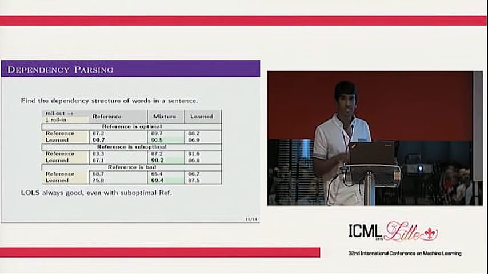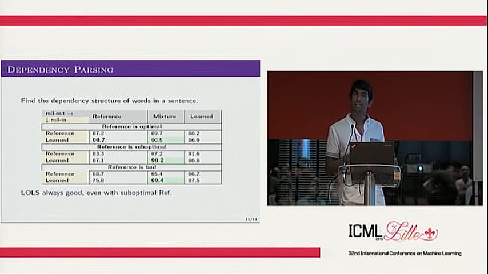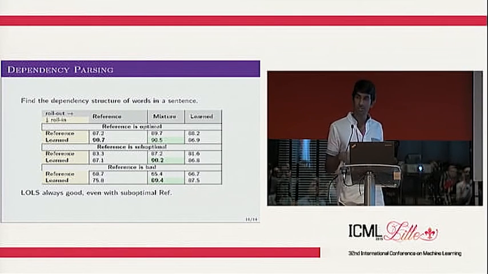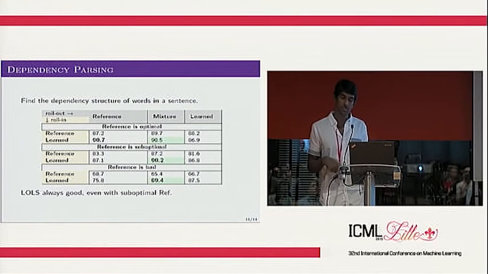And the last case is when the reference is just straight up bad. This is a reference that just picks actions arbitrarily. And here LOLS is, again, the best. So the takeaway, I think, from the experiment is that LOLS is always a pretty good approach, even if your reference is suboptimal or bad.